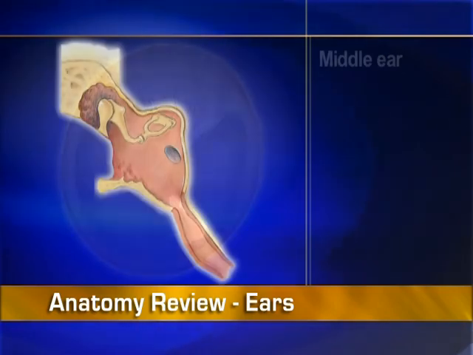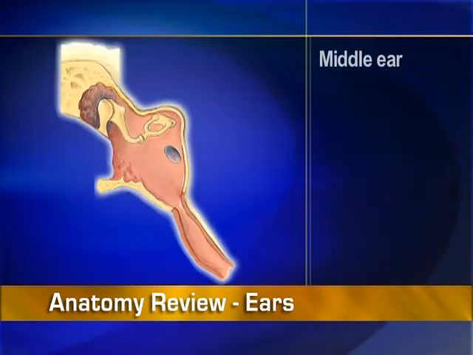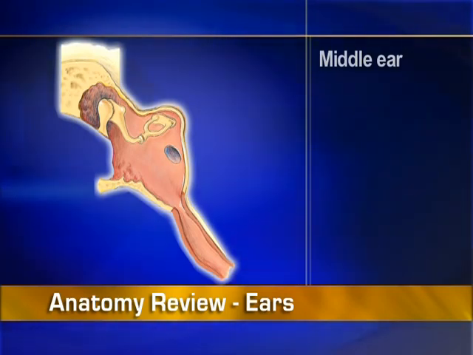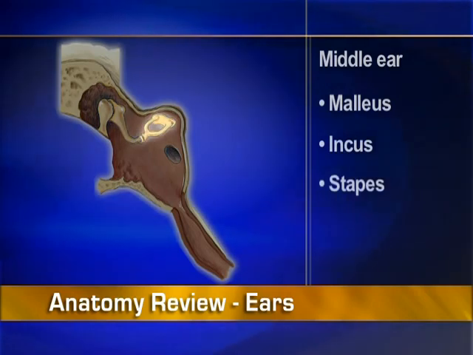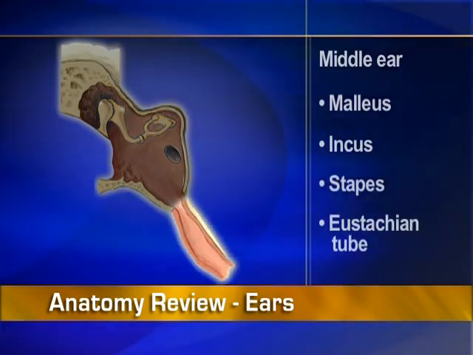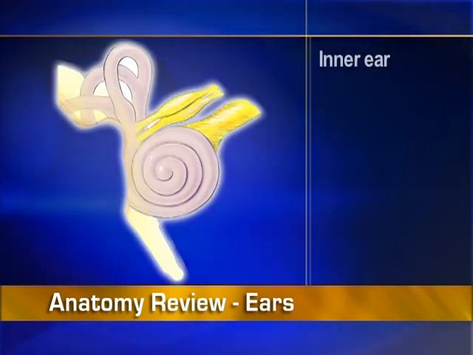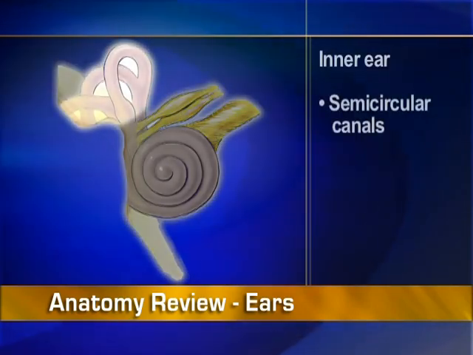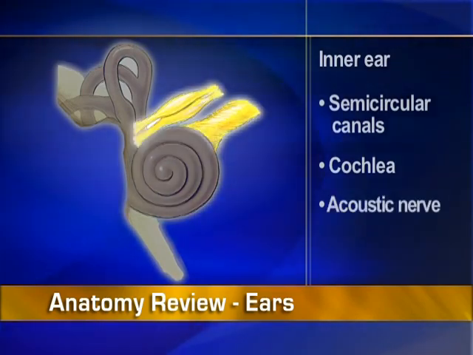quadrant. The tympanic membrane leads to the middle ear, which conducts sound to the inner ear via 3 ossicles: the malleus, incus, and stapes. The eustachian tube connects the middle ear and nasopharynx. The inner ear contains the semicircular canals, cochlea, and acoustic nerve, or cranial nerve 8. These structures hold the sensory organs for hearing and balance.